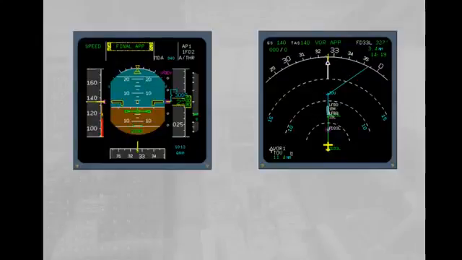Final approach engages when the aircraft intercepts the descent profile. The final guides the aircraft on the profile down to MDA or MDH. A VDEV symbol shows the deviation from the pre-planned descent path.